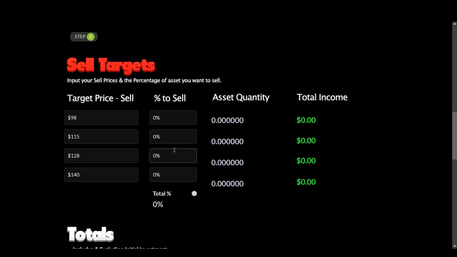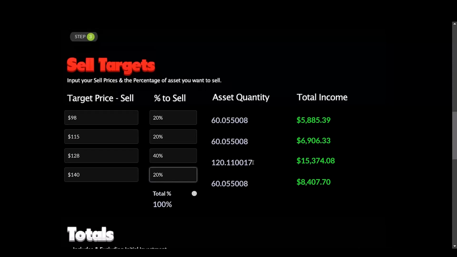Let's put in our sell percentages. We'll do our normal 20, 20, 40. 20 there. Not 30, let's do 20. Put in our 40 and last 20. Again, in these scenarios I sell 100%, but you don't have to. You sell whatever matches your investment goals and investment style. You may want to keep some for a long-term hold.